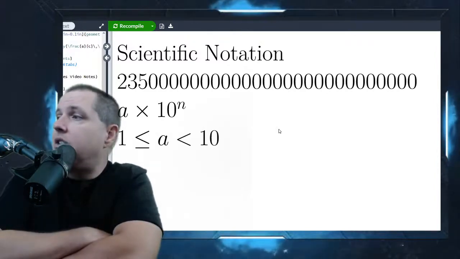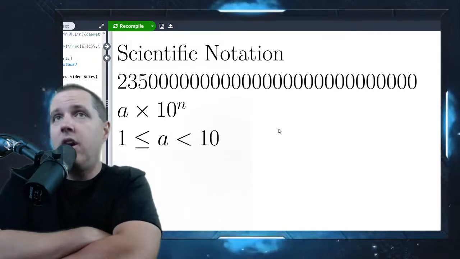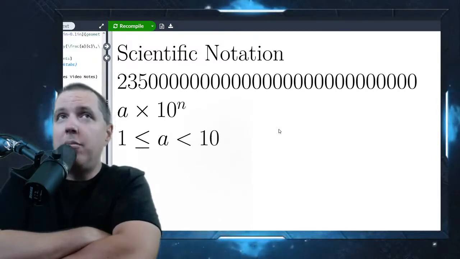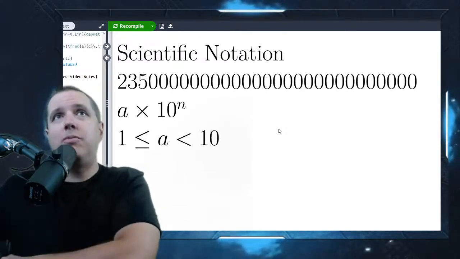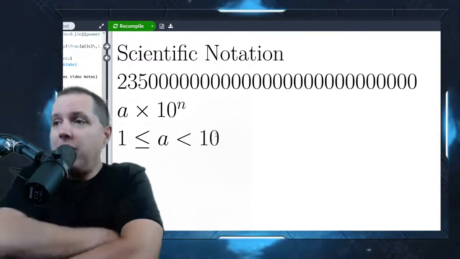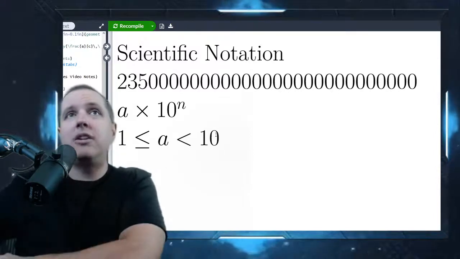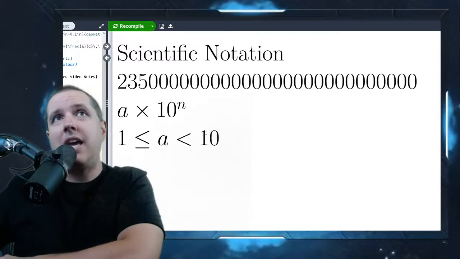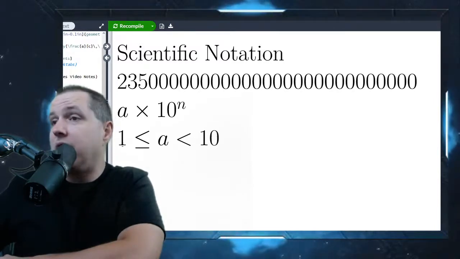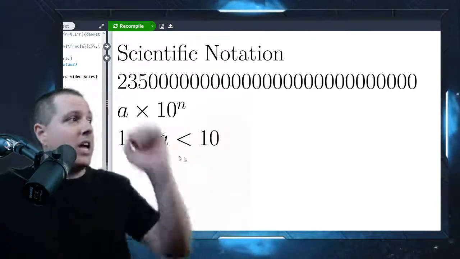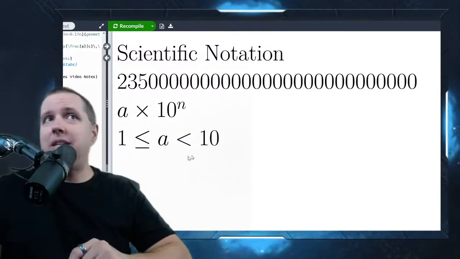It doesn't have to be an integer. It could be 5.3, which is between 1 and 10. It can be 1, but notice it can't be 10. Your number in scientific notation has to be less than 10. So it could be 9.99999, but it can't be 10, because if you can write a number where your a is 10, you can also write it where your a is 1, and that fits into a better format. So your a has to be between 1 and 10. It can be 1. It can't be 10.